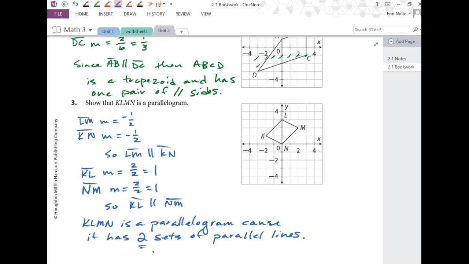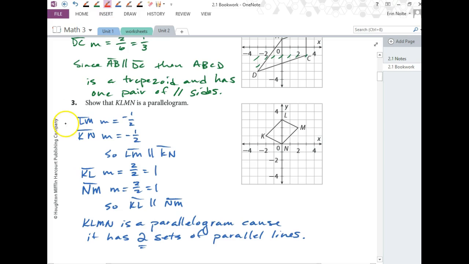Everybody good so far? So how are you feeling at this point? Is this easy? Is this like, oh, I'm not quite there? Not quite there? Okay, so are we understanding where I'm getting slopes from? No idea. Okay, let's go back a little bit. I don't understand.